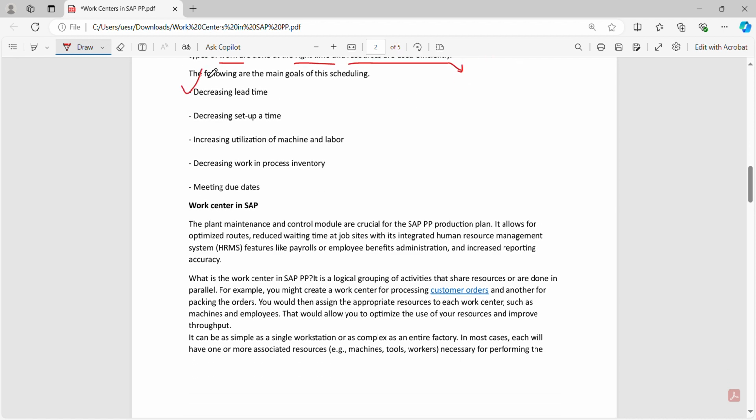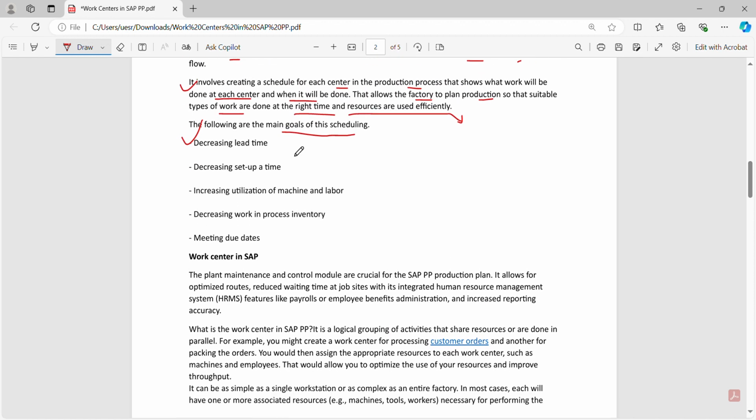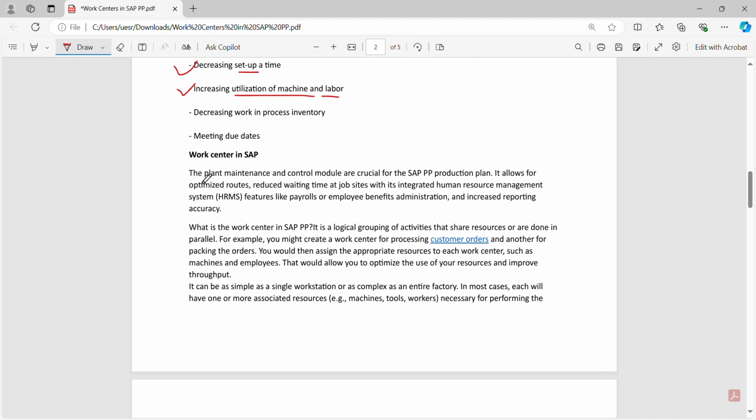So the following are the main goals of this scheduling. If you see work center scheduling, what is the goal of the scheduling? Decreasing lead time, decreasing setup time, increasing utilization of machine and labor, decreasing work in process inventory, meeting due dates.